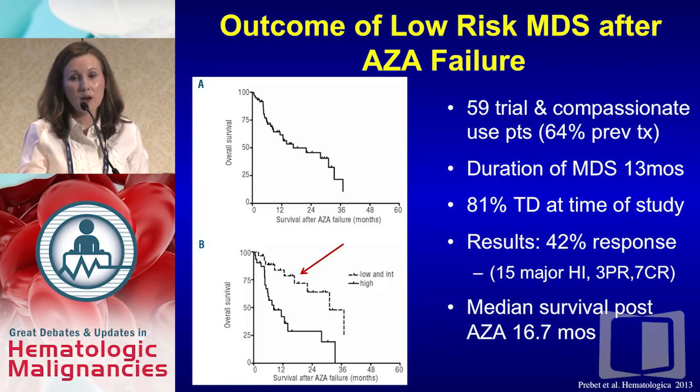Prebet et al. in 2013 published in Haematologica a retrospective look at 59 patients who'd been treated both on trial as well as with compassionate use. And this is out of Europe, where hypomethylating agents are not approved for low-risk MDS. The duration of the patient's MDS prior to looking at how they did after azacitidine was 13 months, and the majority, 81% of the patients, were transfusion dependent at the time that we looked.